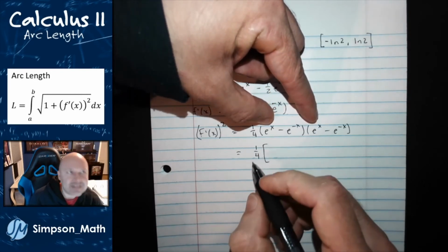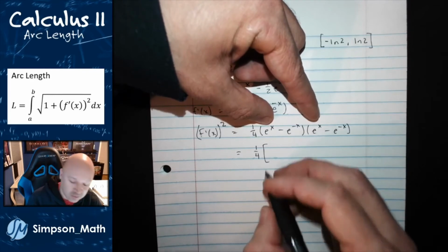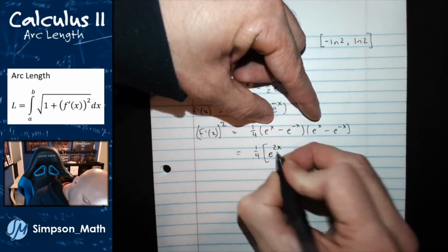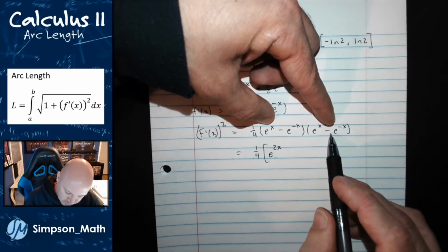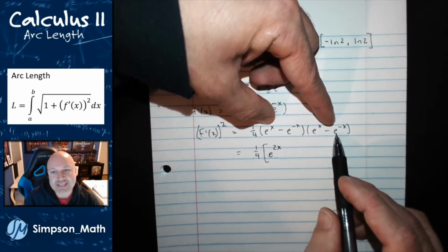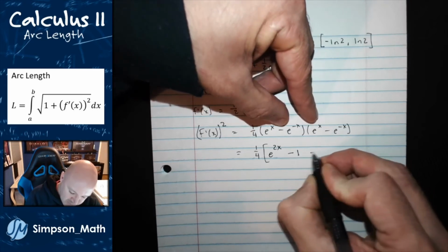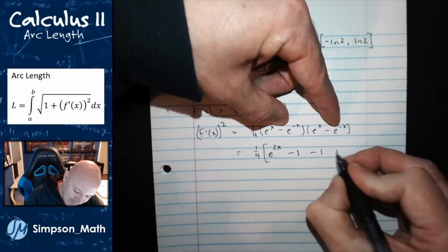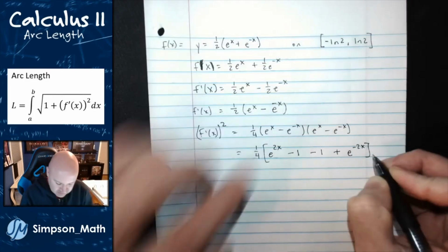All right, e to the x times e to the x, you add exponents, so e to the 2x. And you have a negative. Now if I'm adding these exponents, x plus a negative x becomes 0. E to the 0 is 1, so I'm subtracting 1 more, then I'm adding e to the negative 2x. Oh, goodness.